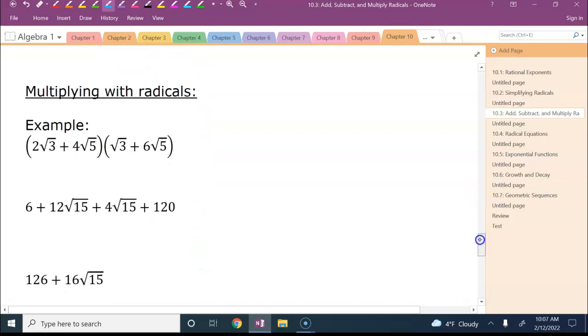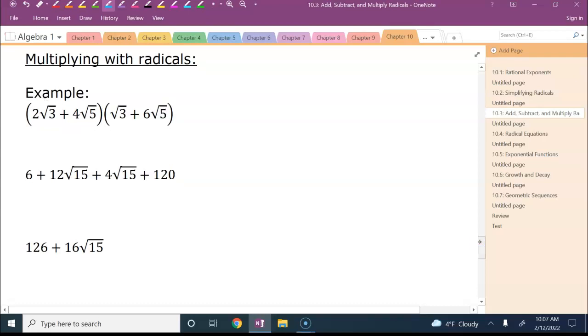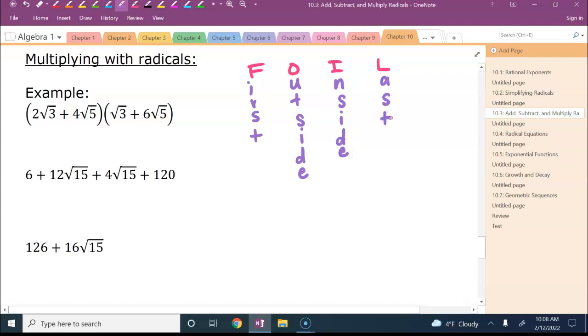Now if we're multiplying something that looks like this, where we have terms that are being multiplied but there's plus or minus signs in between them, we have to use a method that we call FOIL. What FOIL stands for: the F stands for first, the O stands for outside, the I stands for inside, and the L stands for last. And this is just a way that you can think about multiplying these together so that you're getting those terms matched up appropriately.